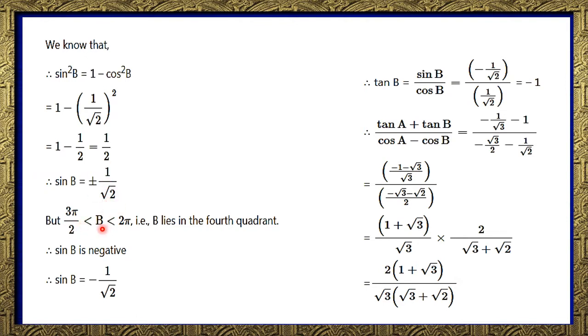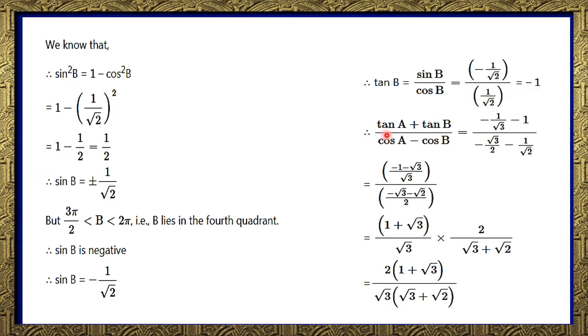Now it is given that angle B lies between 3 pi upon 2 and 2 pi. That means in the fourth quadrant, so sin B is negative. So sin B is equal to minus 1 upon root 2. Therefore tan B we will calculate by sin B upon cos B, by substituting the value of sin B and cos B and simplifying. We will get minus 1.